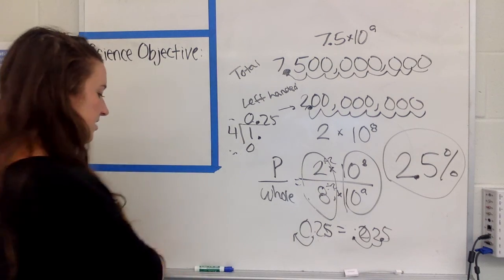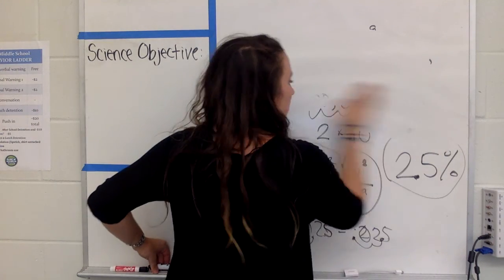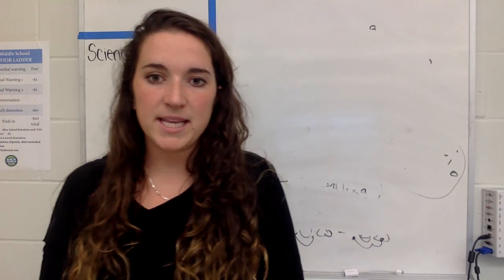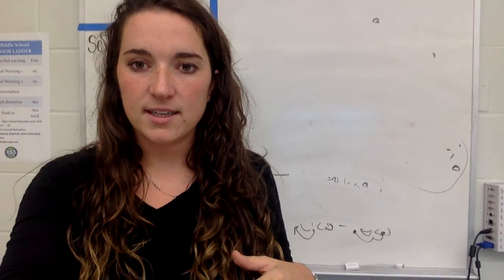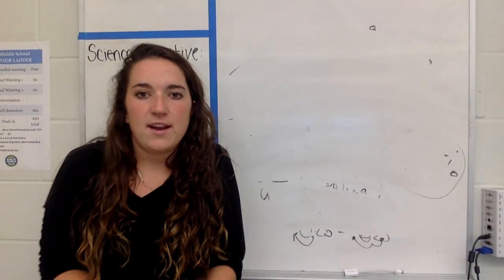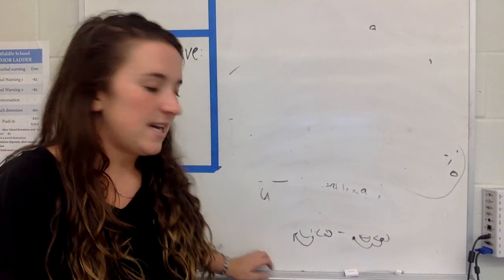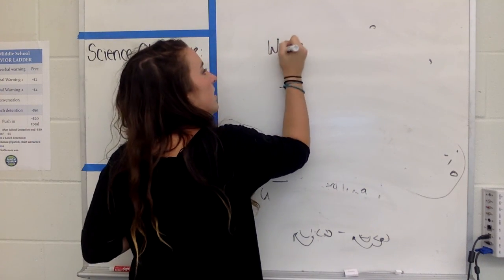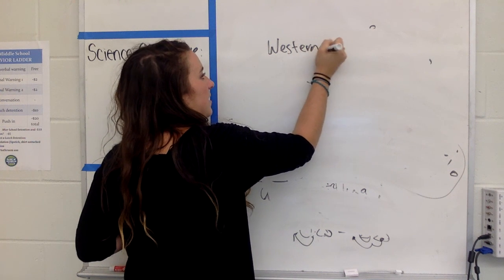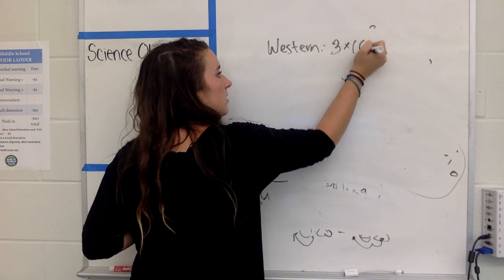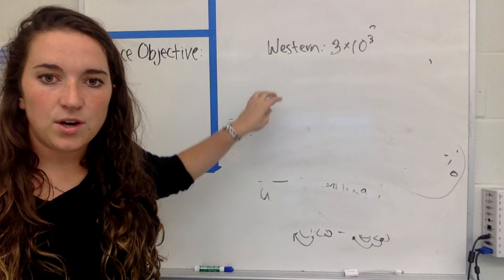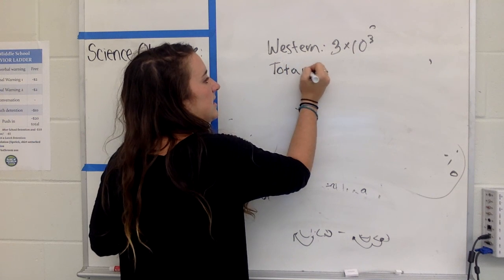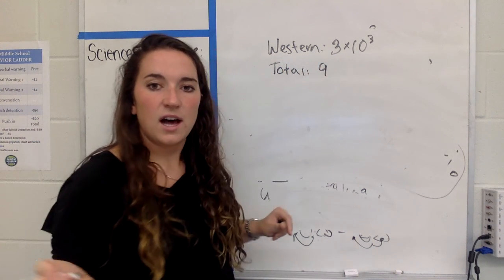All right, looking at our next problem. So our next problem says the U.S. national forests cover approximately 900,000 square miles. The amount of national forest located in the western half of the United States is 3 times 10 cubed square miles. So the western is 3 times 10 cubed. And my total is 900. My total forest is 900,000.